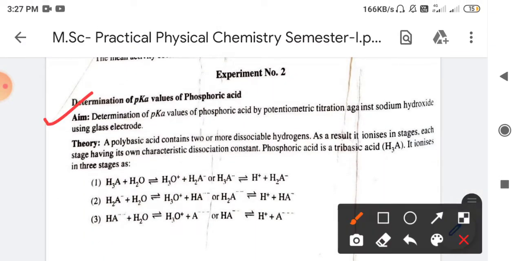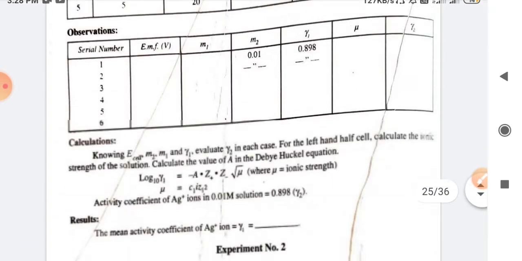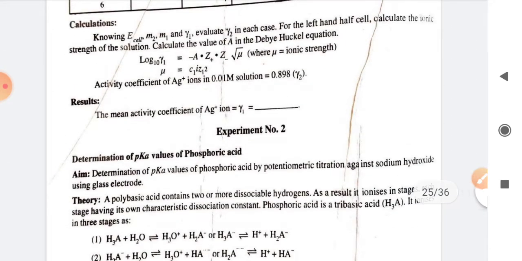To determine the pK values for phosphoric acid. This pK value seems to be related to the pH. Since pH and pK values are related with each other, the basic view from this experiment is that it is expected that this experiment should be performed on the pH meter and not on the potentiometer. And we all know that the potentiometer and pH meter both can be used for the measurement of potential. The potentiometer is already known to us, but how can we use the pH meter for the measurement of potential?